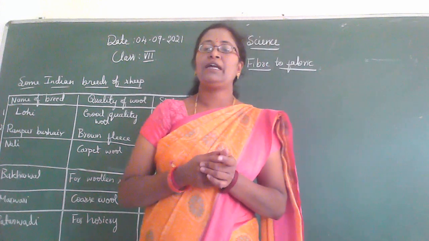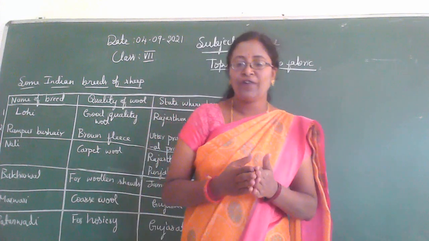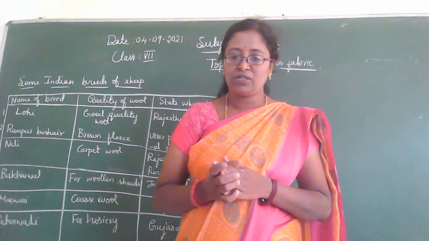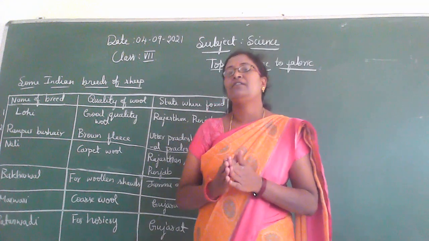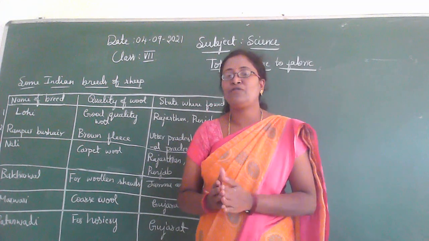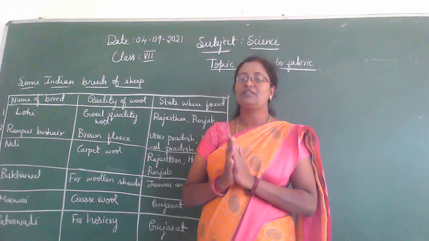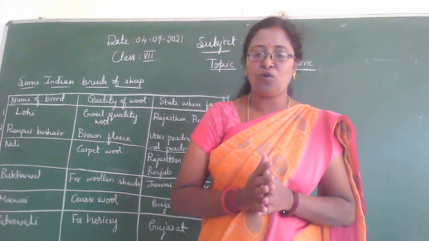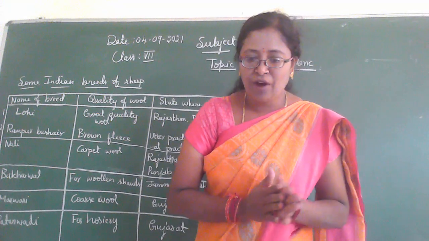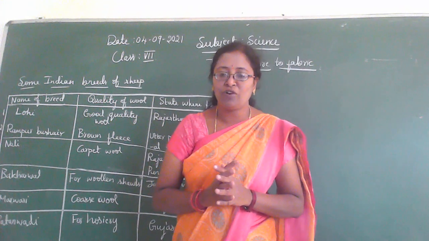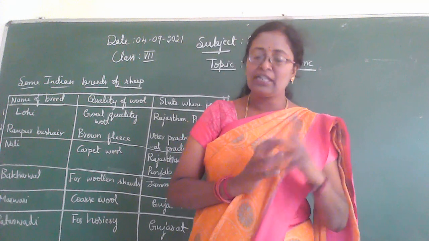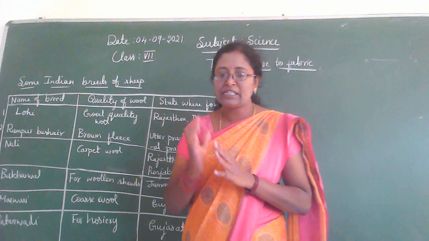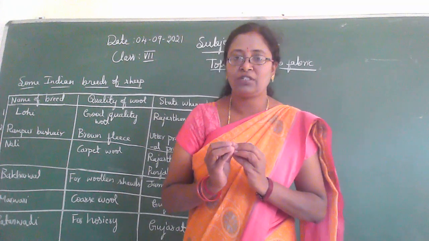Sheep is an animal very common in Tibet and Ladakh. These animals are bred for the purpose of getting wool. And then Angora goat is a type of goat. It is found in hilly regions such as Jammu and Kashmir. Under the skin, it has very soft hair.